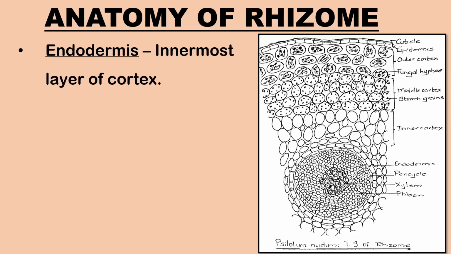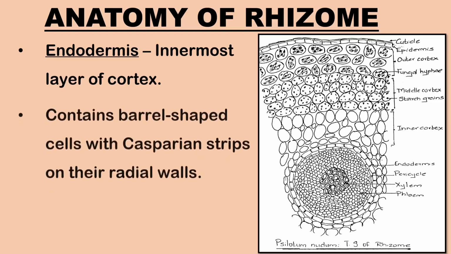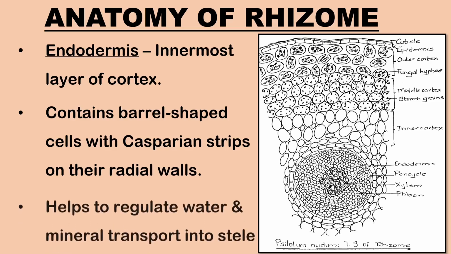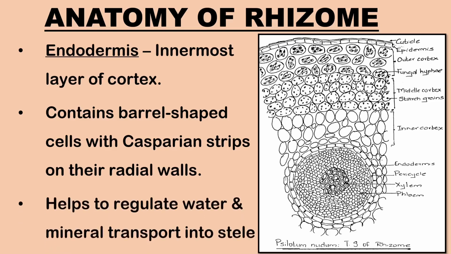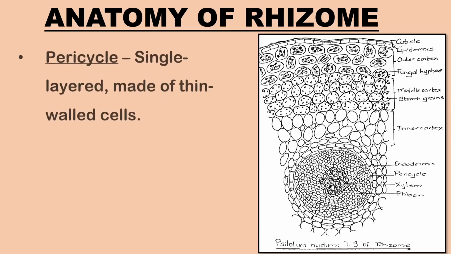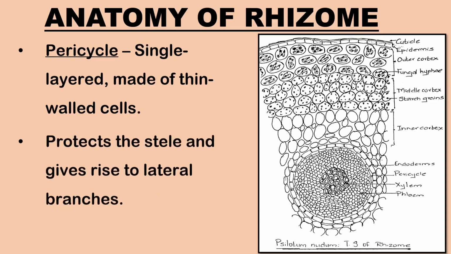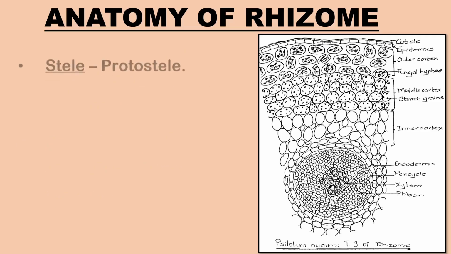Endodermis is the innermost layer of cortex. The cells are barrel-shaped with Casparian strips on their radial walls. They regulate water and mineral transport into the stele. Pericycle is single-layered with thin-walled cells. It protects the stele and gives rise to lateral branches.